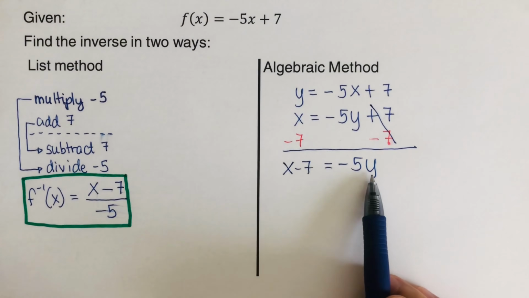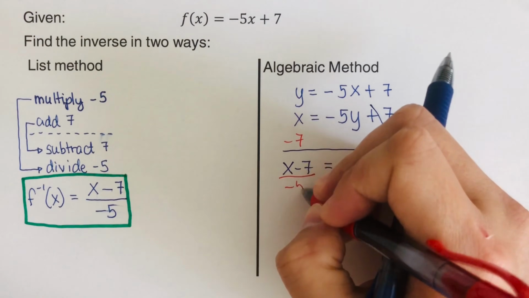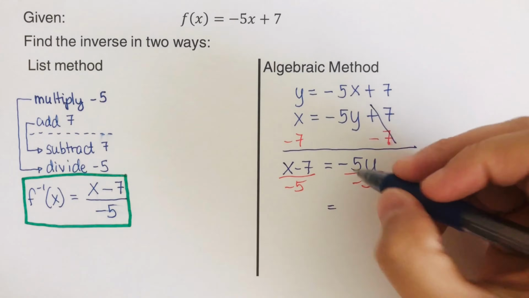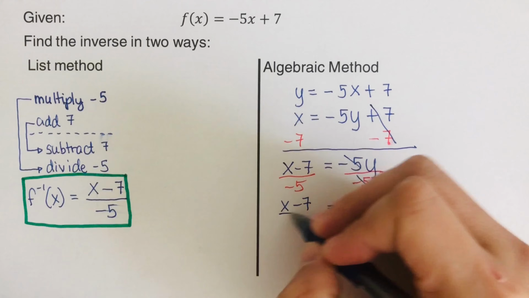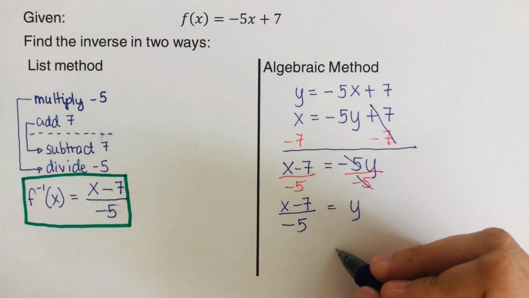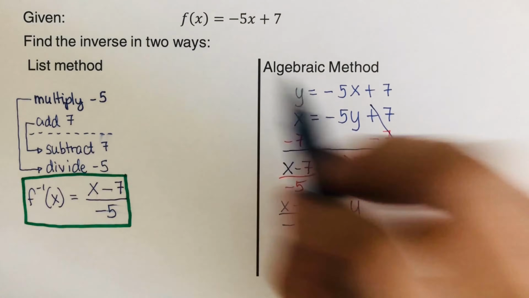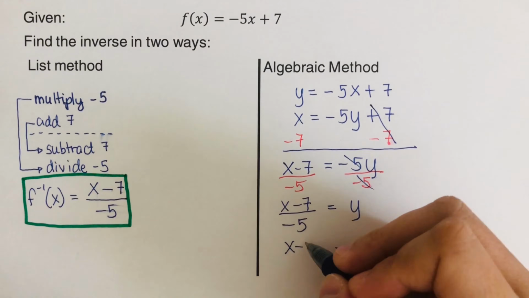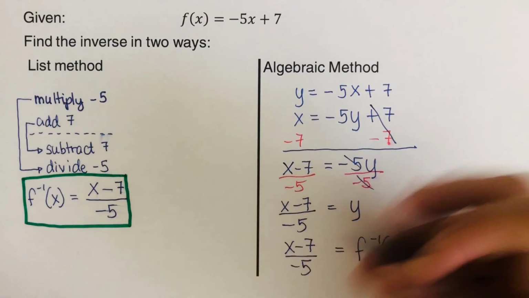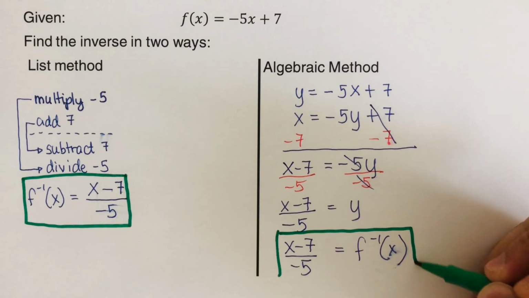Again, our target is to solve for y by itself. So I divide both sides by negative 5. Divide this by negative 5. So I am left with, cross this out, y equals x minus 7 over negative 5. Now, we want the inverse because that's what we're looking for. So we are going to write f inverse of x is equal to x minus 7 over negative 5. As you can see, both of these are getting the same equation.